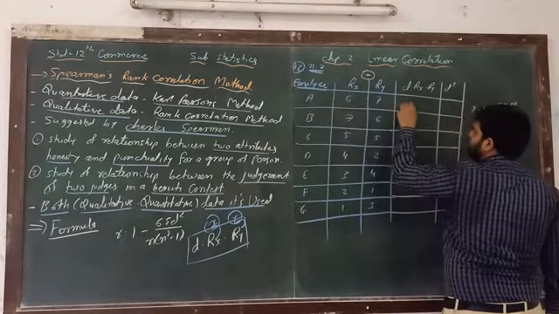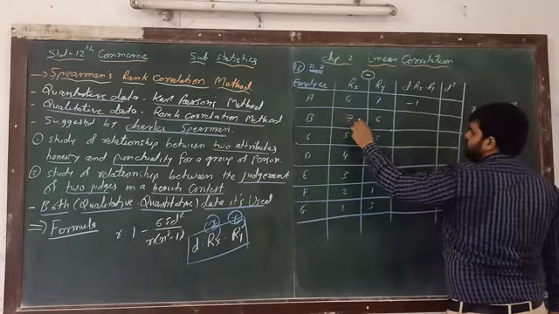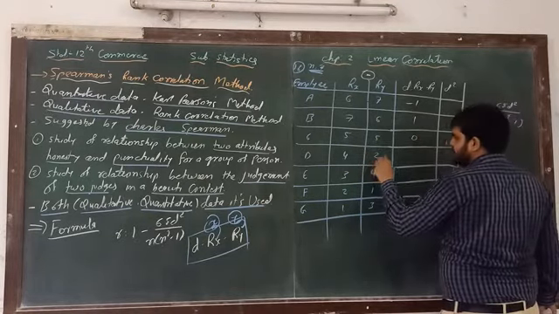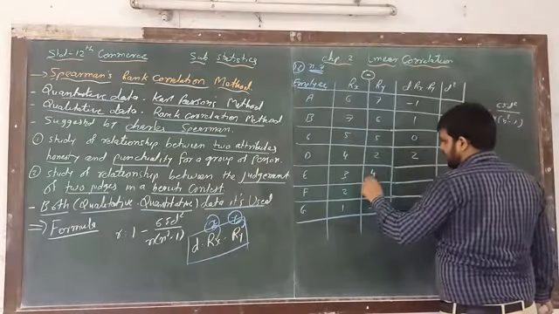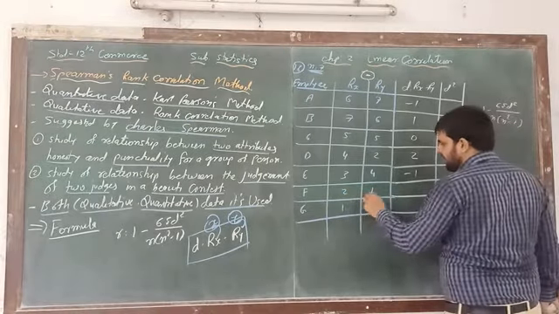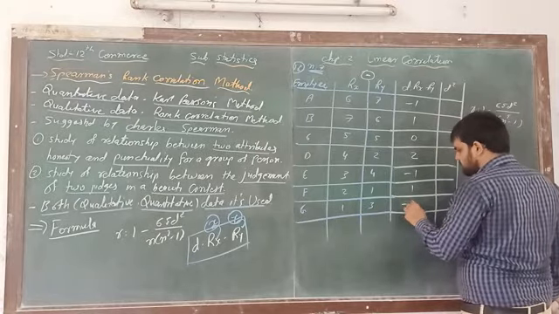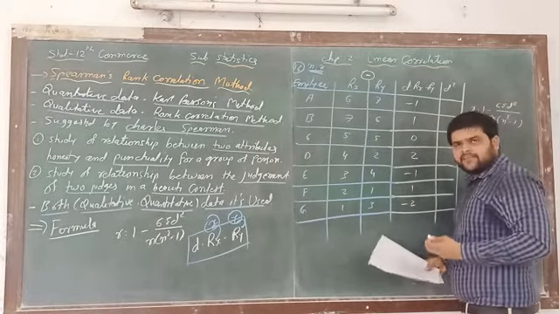6 minus 7 is minus 1. 7 minus 6 is 1. 5 minus 5 is 0. 4 minus 2 is 2. 3 minus 4 is minus 1. 2 minus 1 is 1. 1 minus 3 is minus 2. So this is the value of D.